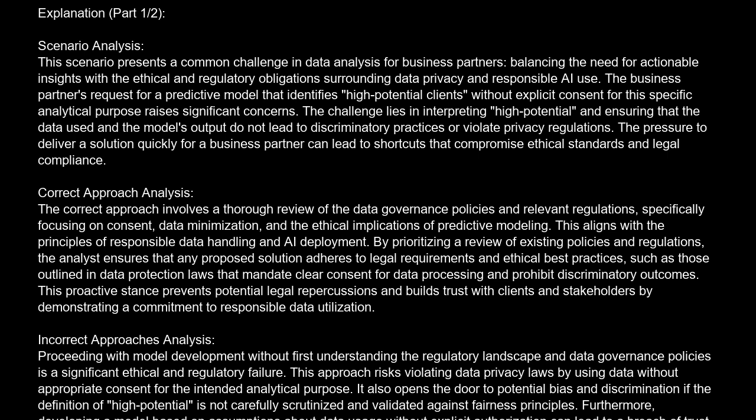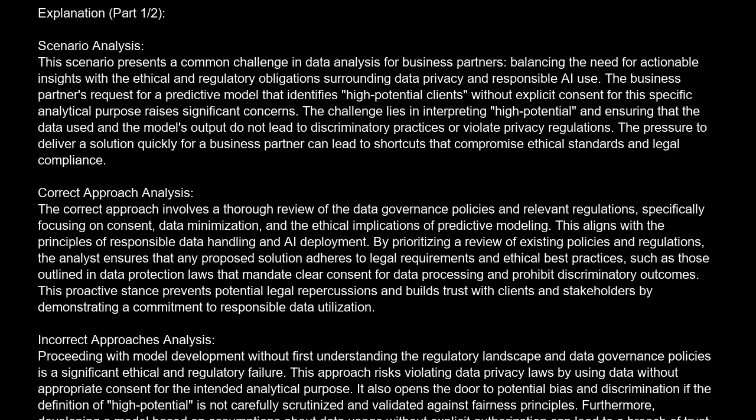The pressure to deliver a solution quickly for a business partner can lead to shortcuts that compromise ethical standards and legal compliance. Correct approach analysis. The correct approach involves a thorough review of the data governance policies and relevant regulations, specifically focusing on consent, data minimization, and the ethical implications of predictive modeling. This aligns with the principles of responsible data handling and AI deployment.